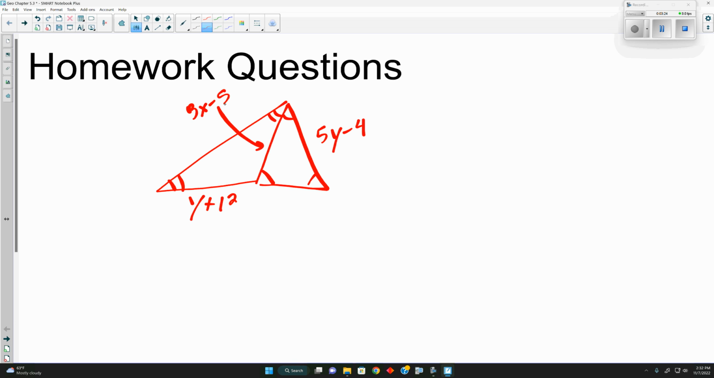Now, because all three angles are congruent here, it means all three sides are congruent. Because these two angles here are congruent, it means those two sides are congruent. So this is the only one in terms of x. Now, these two here are both in terms of y. And since they're congruent, we can set them equal to each other and solve for the value of y.